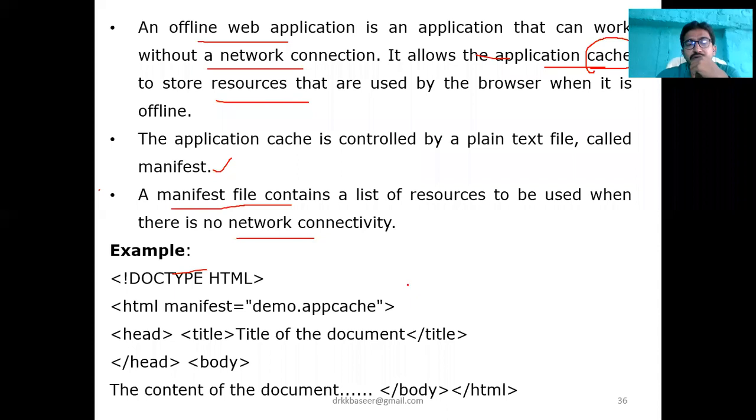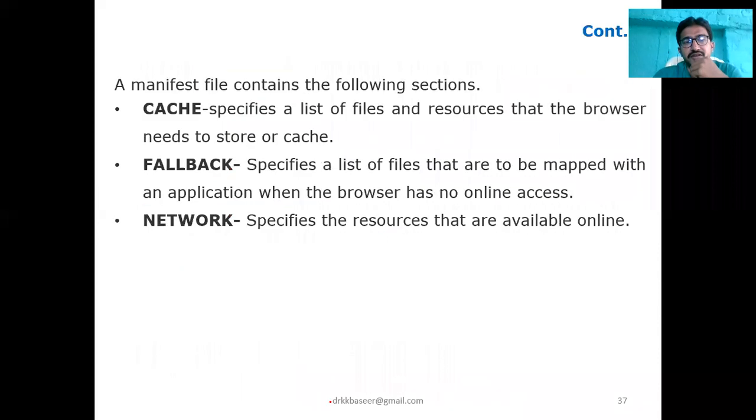Clear? Now coming to the code below this one, there is a manifest. We are just adding html manifest equal to demo.appcache. That is application cache, the file extension here. So this file is a manifest file. How are you going to add the manifest file? Let me show you later: manifest equal to demo.appcache. Now there is a title of the document, and we are just adding a comment in the body, the content of that.